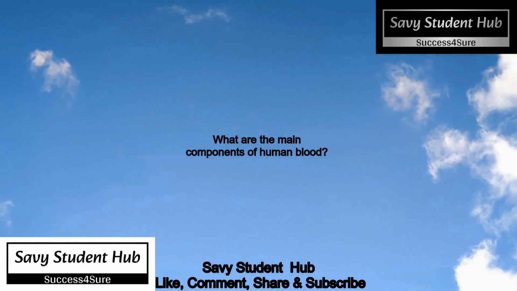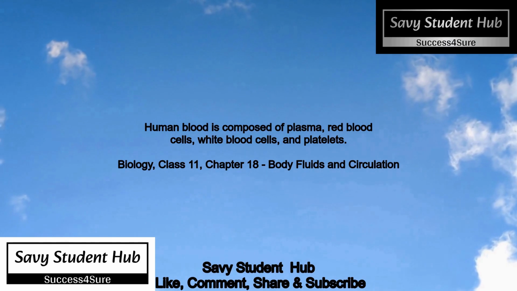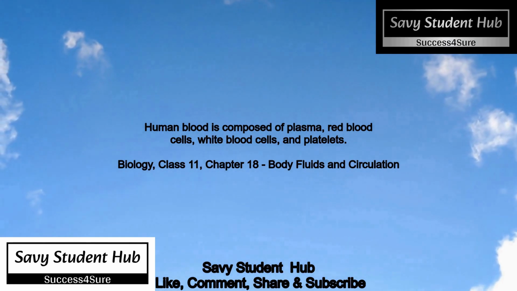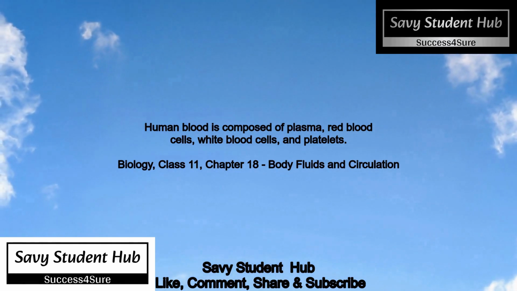What are the main components of human blood? 3, 2, 1, 0. Human blood is composed of plasma, red blood cells, white blood cells, and platelets.